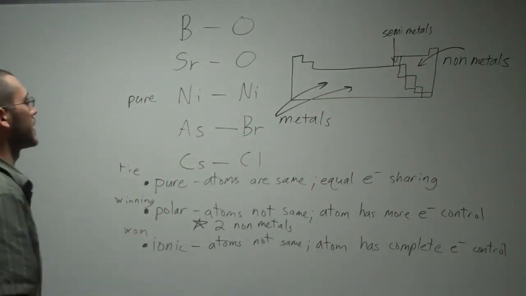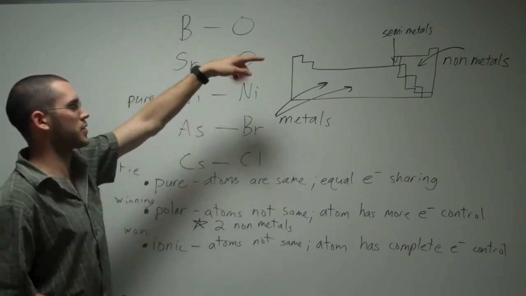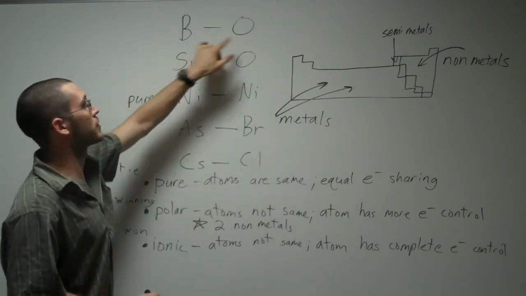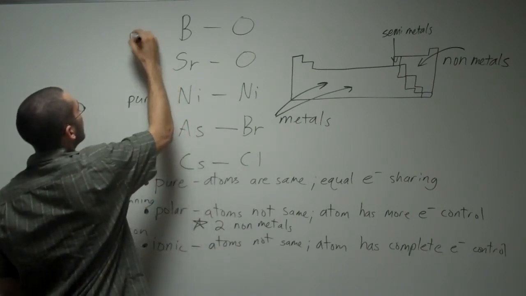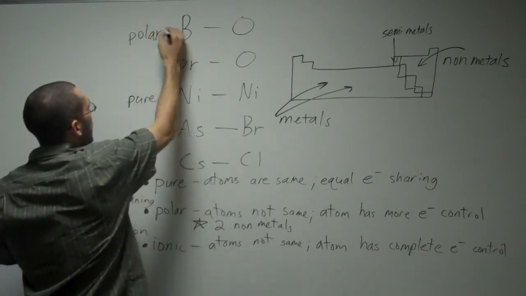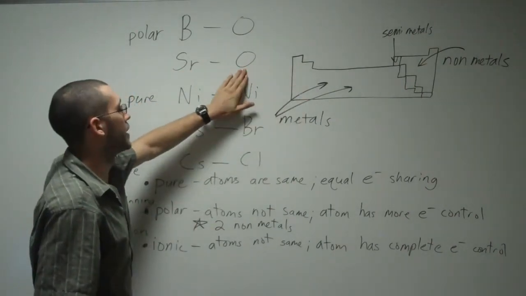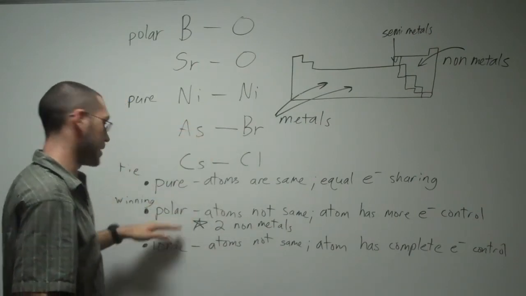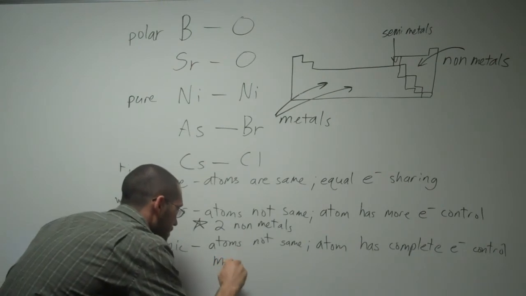So where does that occur? Well, boron is actually a semi-metal, so we're going to count it as a nonmetal for our purposes. Oxygen is a nonmetal, so we have two nonmetals, so this should be polar. We have a strontium, which is on the metal side, and an oxygen, so it's metal plus nonmetal. Well, it's not polar, it's not pure, so it's got to be ionic. Ionic is a metal plus a nonmetal.